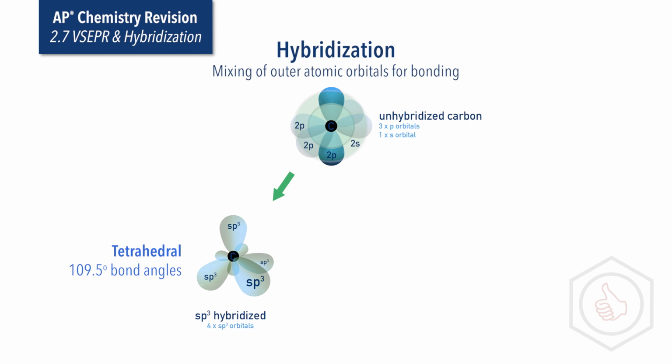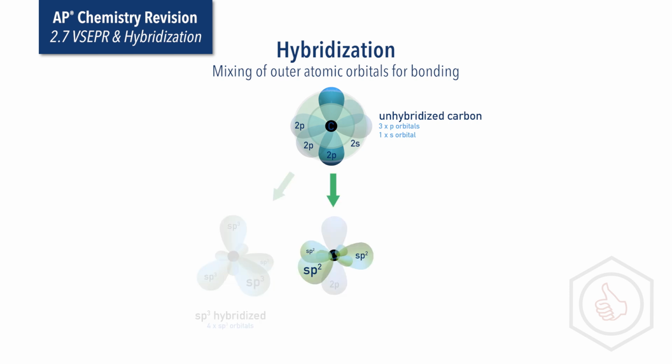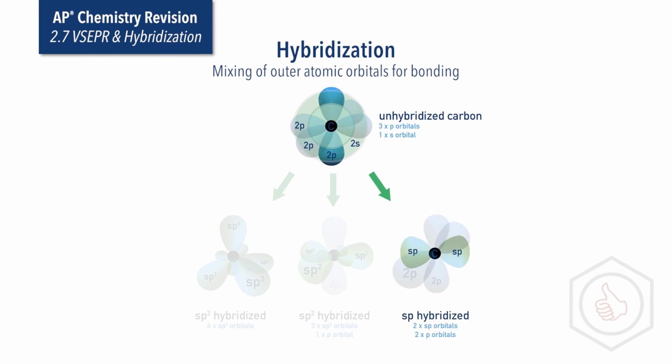Sometimes not all of the outer atomic orbitals merge to create the new hybrid orbitals. For example, for the carbon, if only one s but 2 of the p orbitals hybridized, then 3 hybrid orbitals would be formed, sp2 orbitals, and they would have a trigonal planar arrangement with an angle of 120 degrees between them. And if only the s and 1 of the outer p orbitals hybridized, then the new hybrid orbitals would be sp orbitals, and there would be 2 of them with a linear arrangement and an angle of 180 degrees between them.